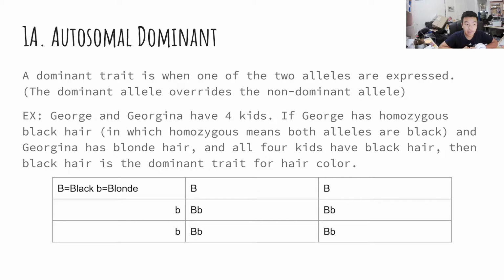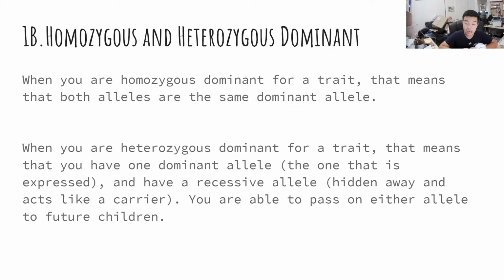George and Georgina have 4 kids. If George is homozygous black hair, in which homozygous means that he has both alleles that are black, and Georgina has blonde hair, then all 4 kids have black hair, so black hair is the dominant trait for hair color. In this table, which is a Punnett square, we see 4 outcomes of George and Georgina mating, and each represents a child. All 4 are heterozygous dominant, but they are still dominant for black, so they all have black hair still.